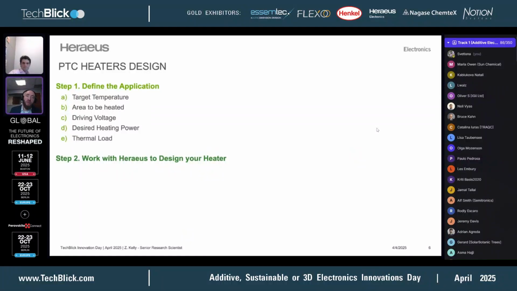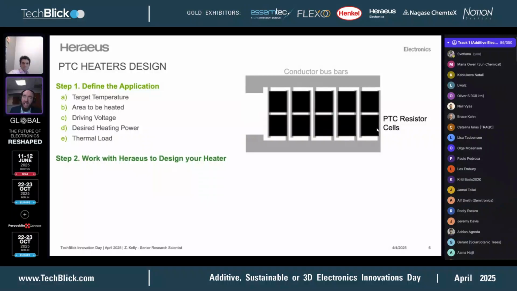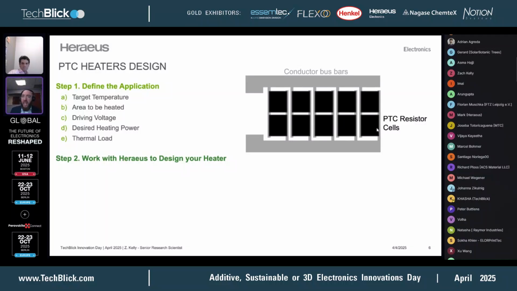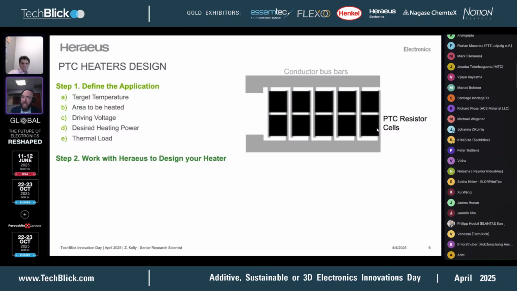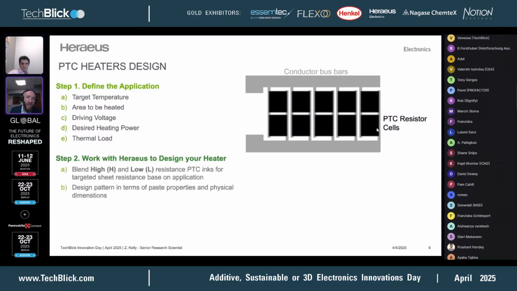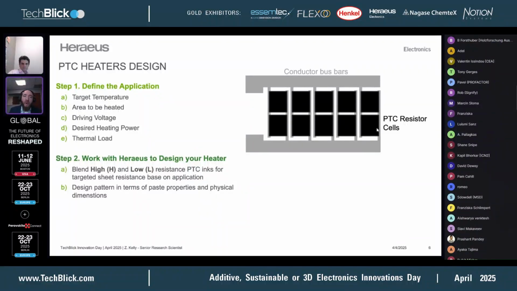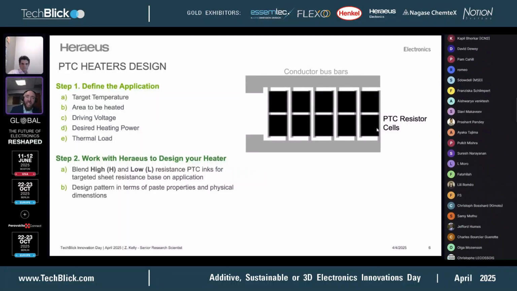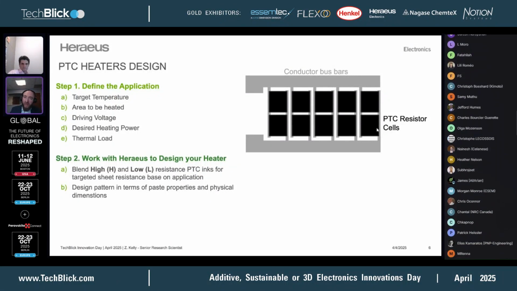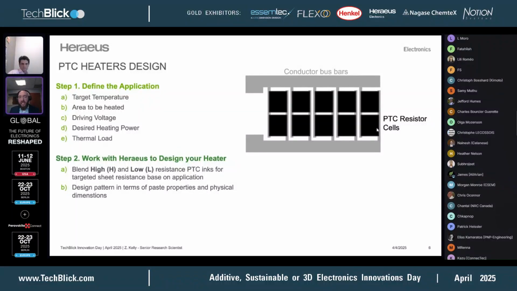And then step two, you could work with us on your heater design. So on the right, you can see that we have our conductor bus bars and our PTC resistor cells. This is a very typical type of design that we use, but the sizing is really what matters. We have both high and low versions of our PTC inks, where we're able to dial in the sheet resistance based on your application. And we also design the patterns in terms of not only paste properties, but the physical dimensions.